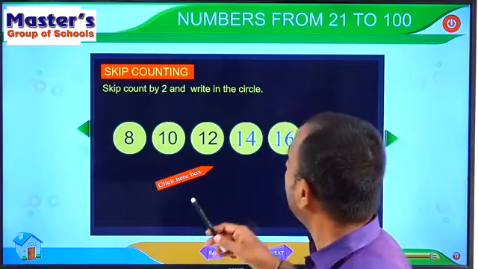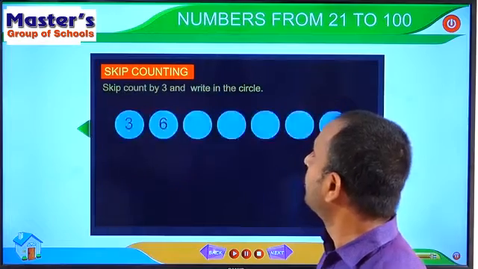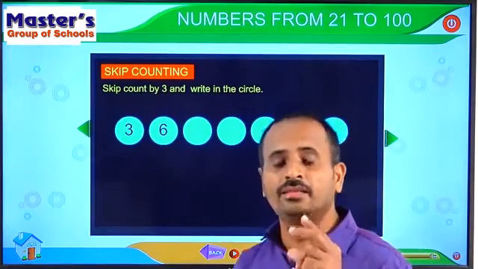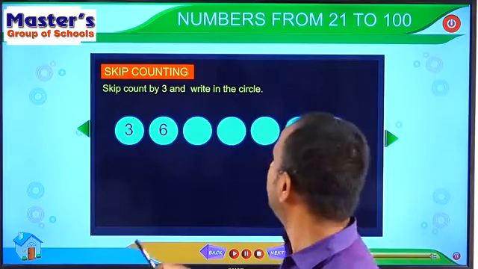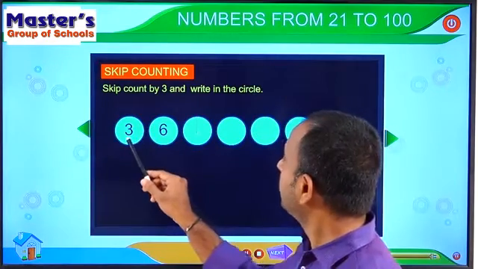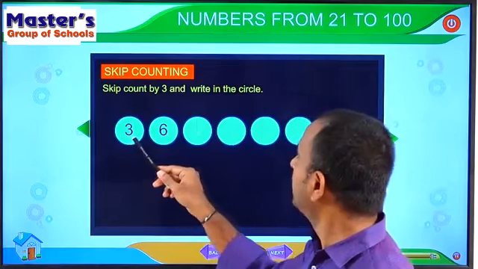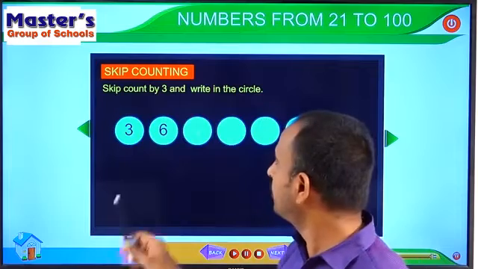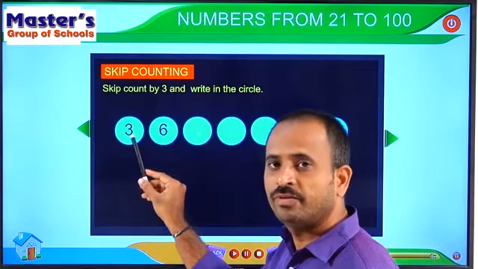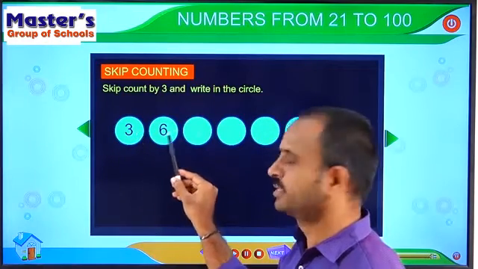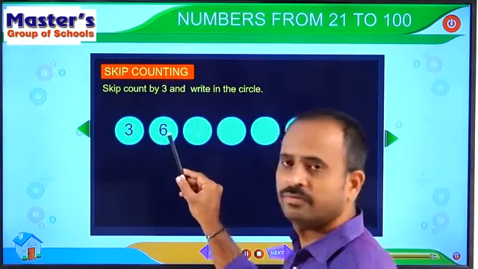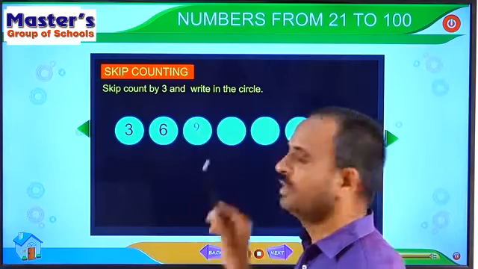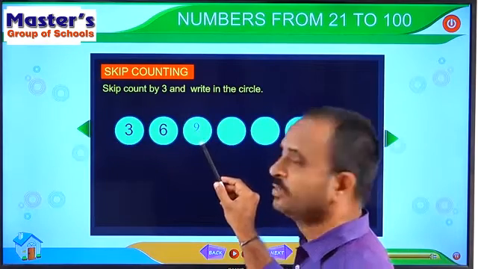So let us see another example. In skip counting, children, see skip count by 3. That means we have to add 3 to every number. Then we will get the next largest number. Here the first given number is 3, and then we have to add 3, because skip count by 3 means we have to add 3 to the given number. So add 3 to the 3, we will get 6, and again add 3 to the 6. So 6, after it 7, 8, 9. So we will get 9, and again add 3 to the 9.